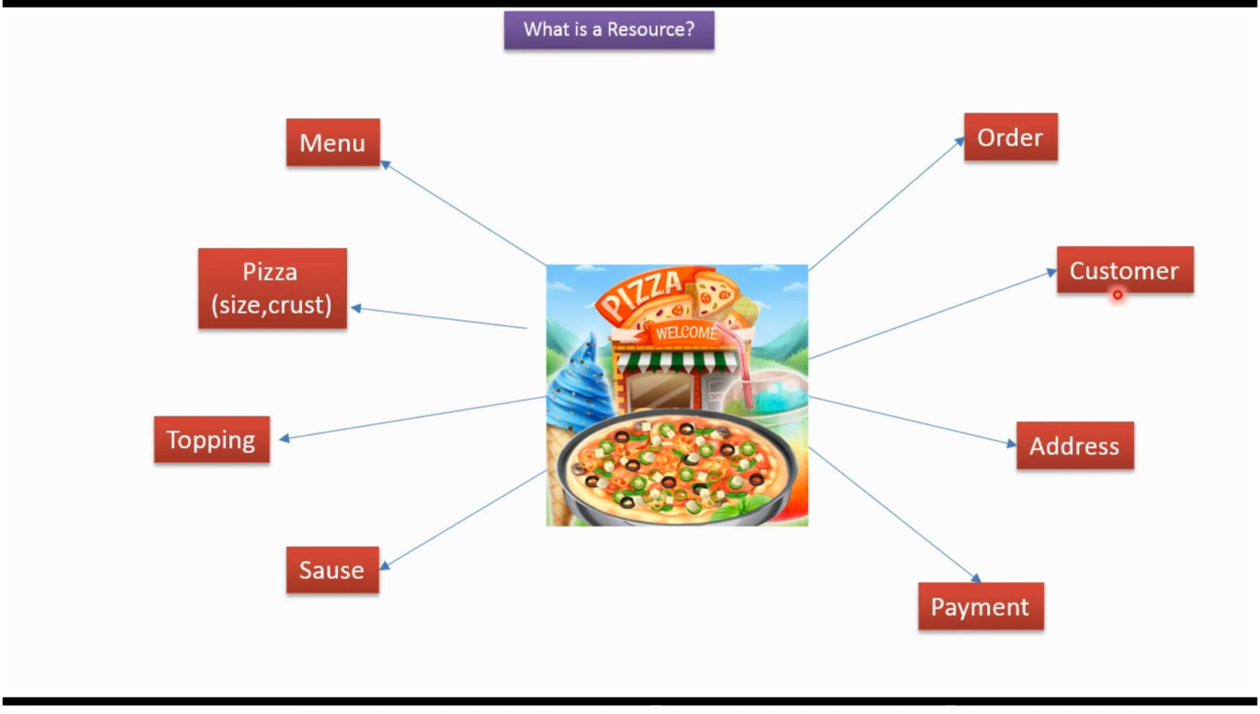And the customer orders the pizza, so order is one of the resources. Order has an order ID, a list of pizzas which the customer has ordered, and the price of the particular order. And payment is also one of the resources.